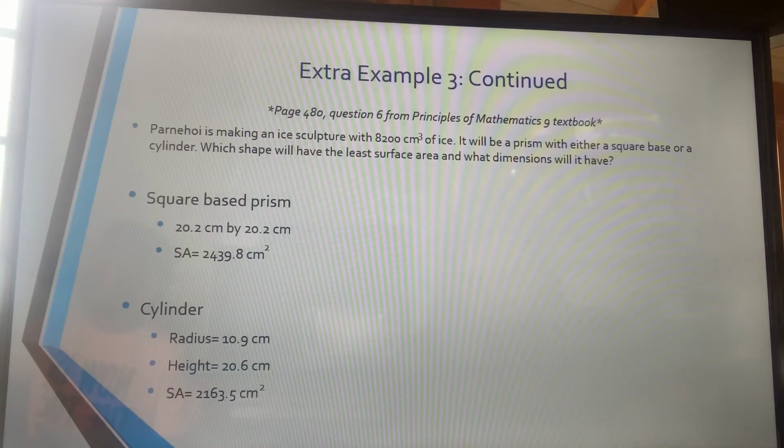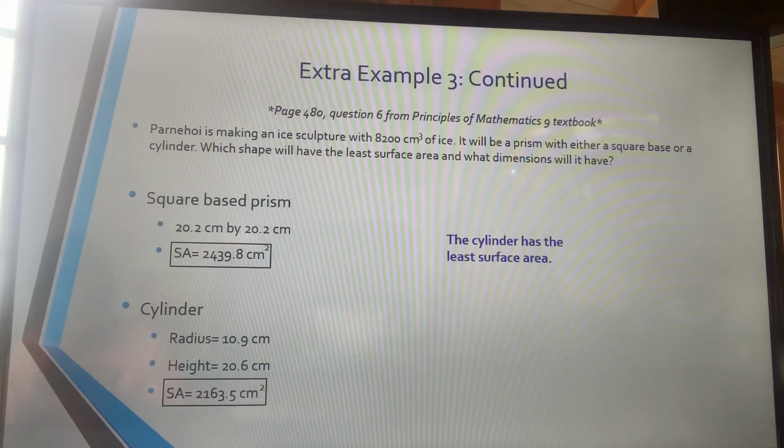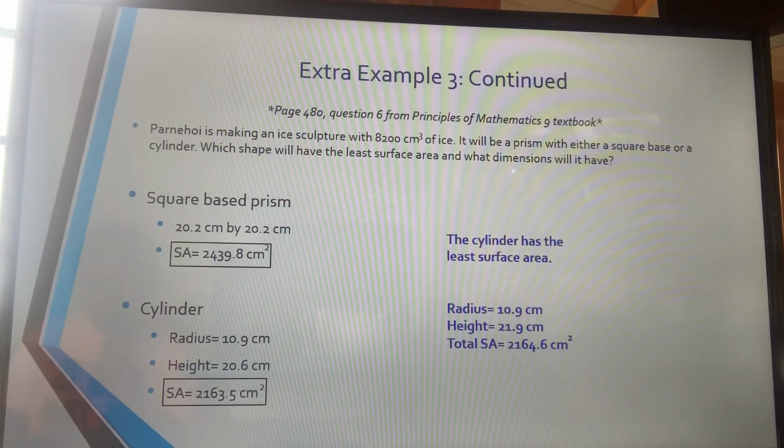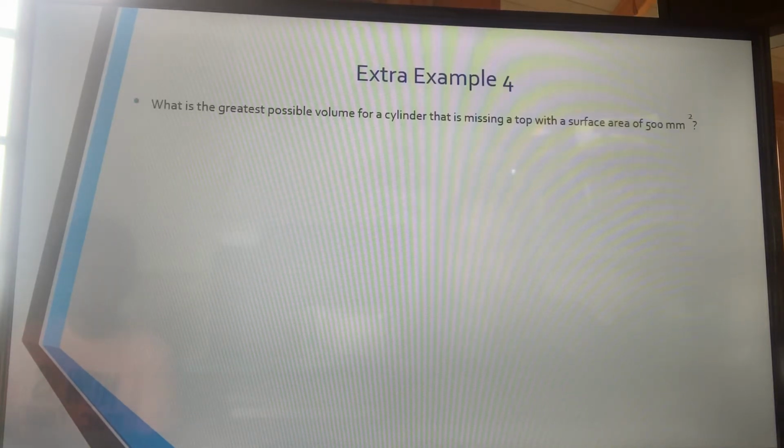Now that we know the dimensions, restate and compare them. Looking at both surface areas, we can see that the surface area for a cylinder is smaller than the surface area for a square base prism. Therefore, the cylinder has the least surface area with a radius of about 10.9 centimeters, a height of about 21.9 centimeters, and a total surface area of 2,164.6 centimeters squared.